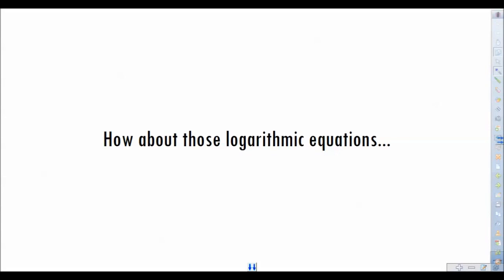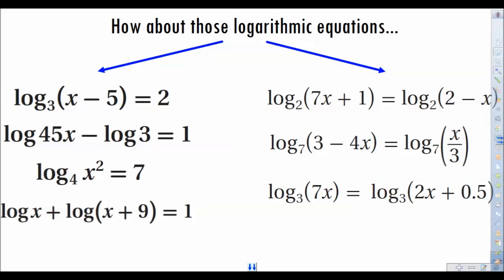Okay, so how about those logarithmic equations? The second half of your assignment deals with those, which can be a bit problematic, right? But here's a nice little trick here. I'm going to take those and I'm going to classify these problems into two different sets.